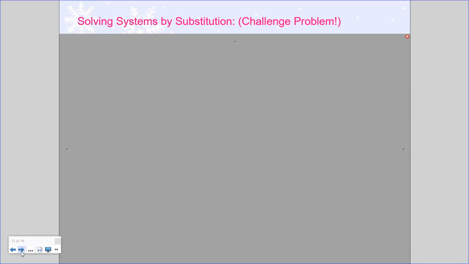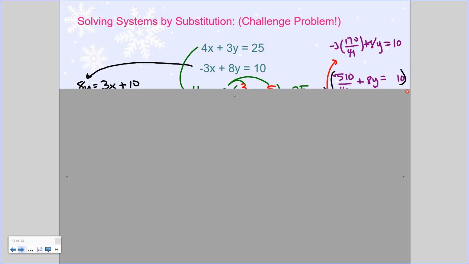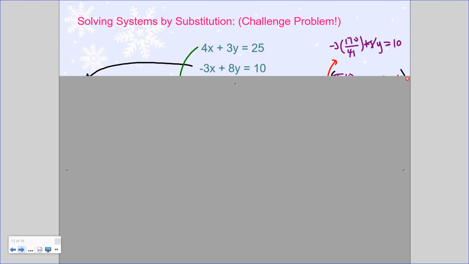There is a challenge problem at the end here. If you feel ambitious and want to try this one out, we're going to be dealing with some fractions, which makes it a little more involved. If you want to play with that system, solve for x or y first and then find the other variable's coordinate. Go ahead, you can click pause, work this one out, and then when you're ready to check, hit play.